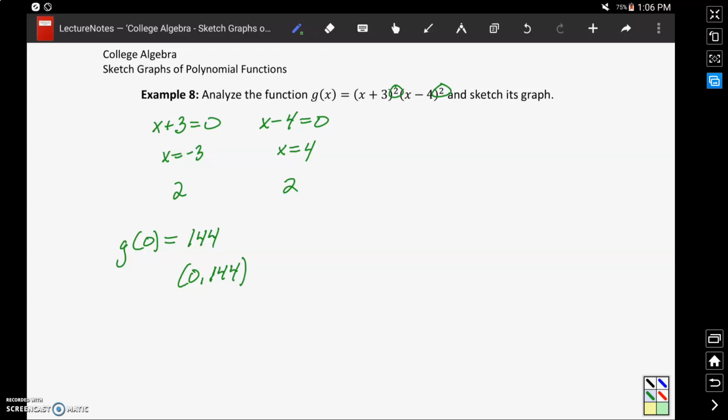As x approaches positive and negative infinity, so when we consider those extremes, our function is approaching x squared times x squared, or x to the 4th power, is the behavior that we're mimicking. So as x approaches positive infinity, g of x will approach positive infinity, and as x approaches negative infinity, our function still approaches positive infinity.